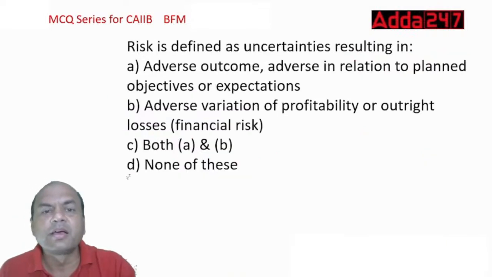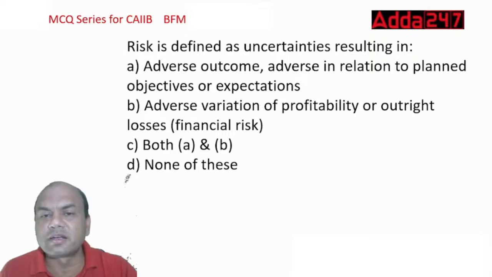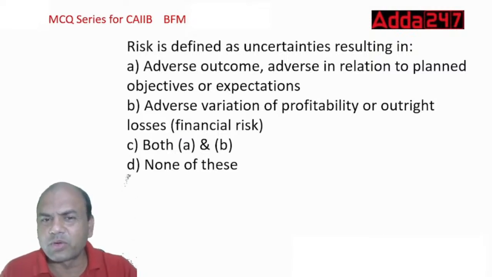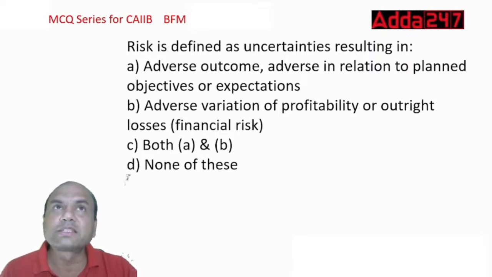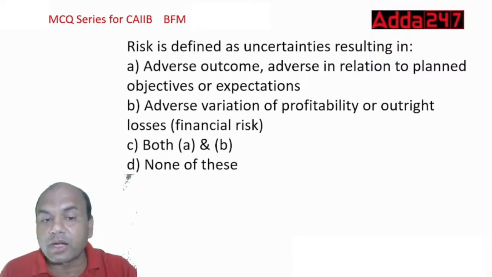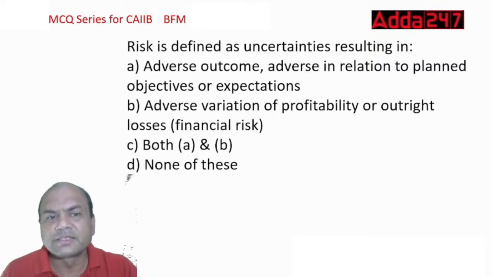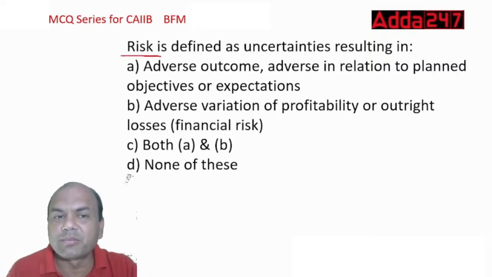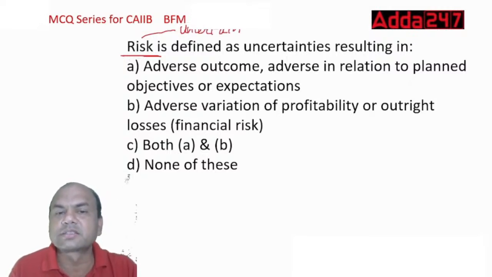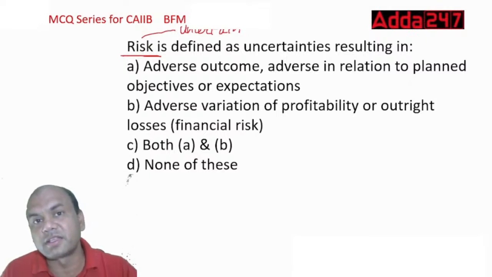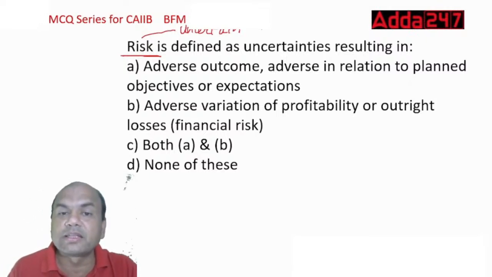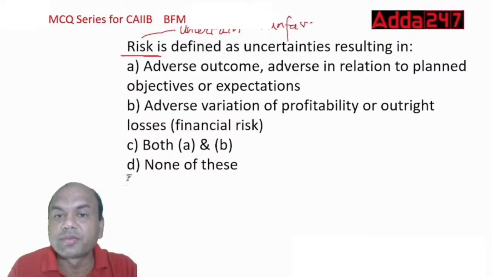Risk is defined as uncertainties resulting in adverse outcome, adverse in relation to the planned objective or expectations. Now this is simple. Adverse variation of profitability or outright losses, both A and B, or none of these. Risk means uncertainty. But uncertain in what direction? In your unfavorable direction. Anything in your unfavorable direction is a risk.